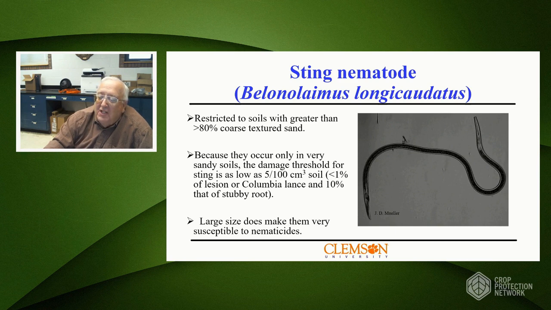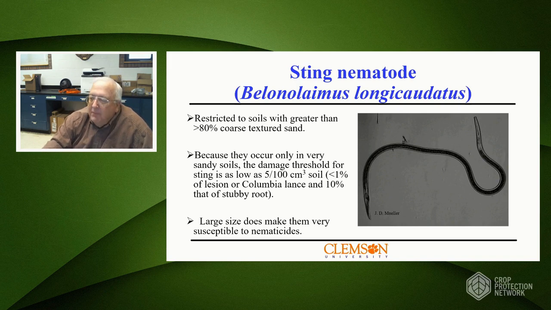The large size does mean, though, that it's easier to get a target nematicide to it. It's a big target. It's easier to hit. But as with Columbia lance, there's no host plant resistance to either of these species. So if we're going to control them, we're going to have to do it through crop rotation. We're going to have to do it through using nematicides.